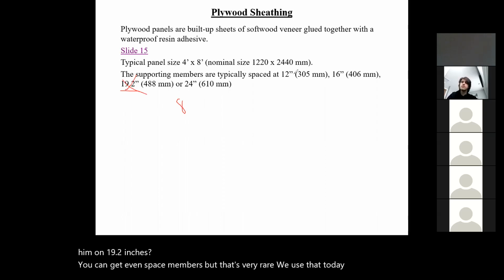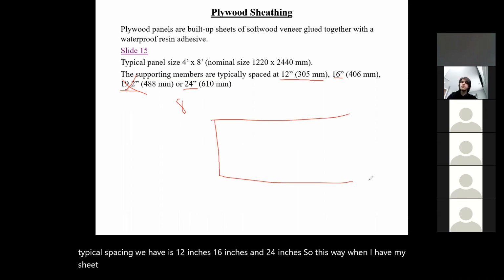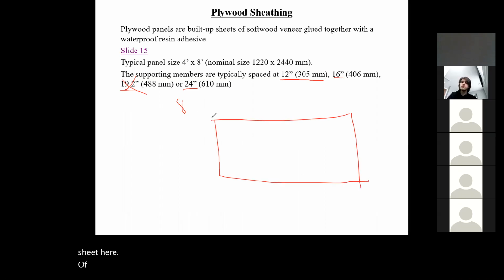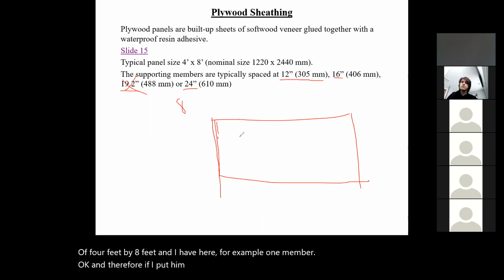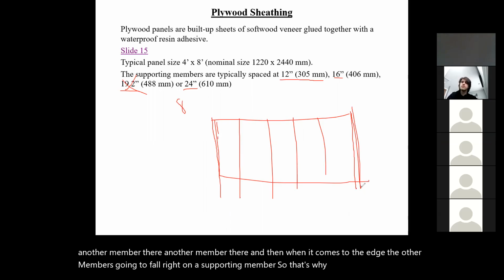So the most typical spacing we have is 12 inches, 16 inches, and 24 inches. This way, when I have my sheet of 4 feet by 8 feet and I have one member here, and I put them every 16 inches, I'll have another member here, another member there, and another member there. Then when it comes to the edge, the other member is going to fall right on a supporting member. So that's why we tend to use these multiples.